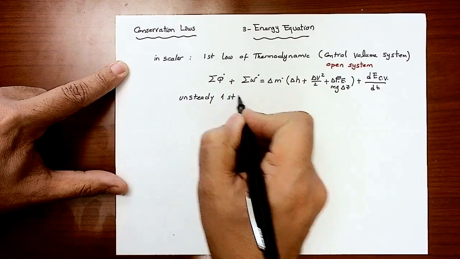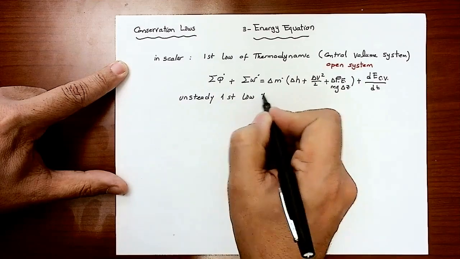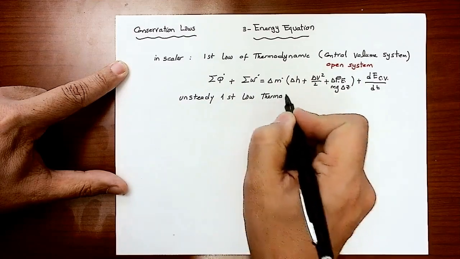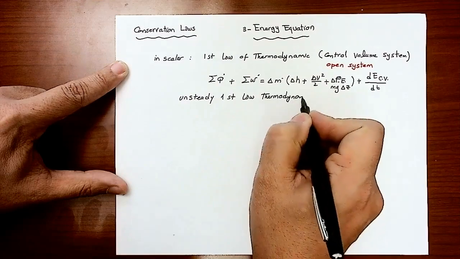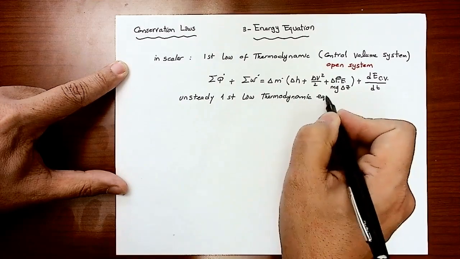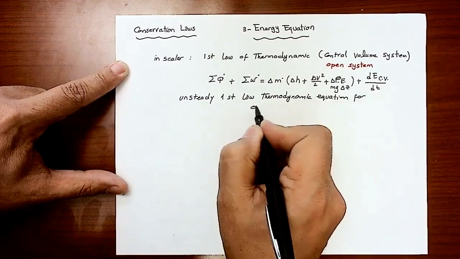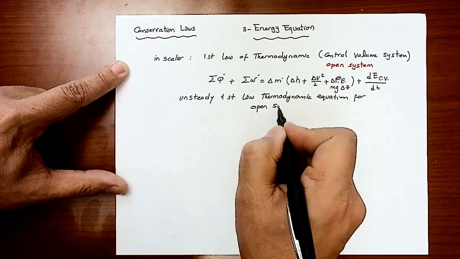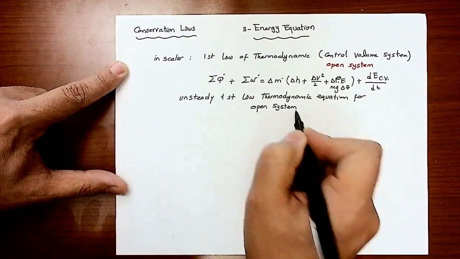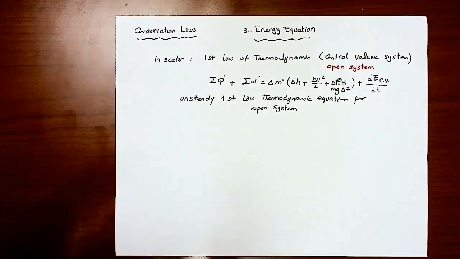So this is the unsteady first law of thermodynamics equation for an open system, or a system that has mass flow rate into it. So this is the equation, right?